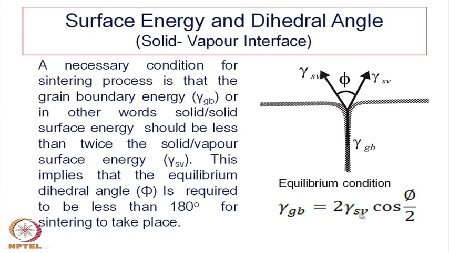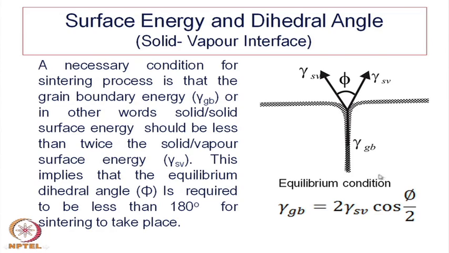So, the angle will be determined by the ratio of these two terms, and as per definition this grain boundary area must increase and the other two must decrease in the sintering process, and therefore it says that phi must be less than 180 degrees. So, that phi by 2 is 90 degrees, it must be less. Normally in materials it is around 120 degrees. Okay. So, that is one precondition from the surface energy point of view.